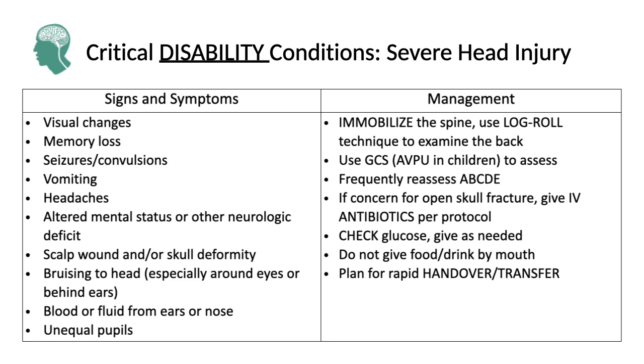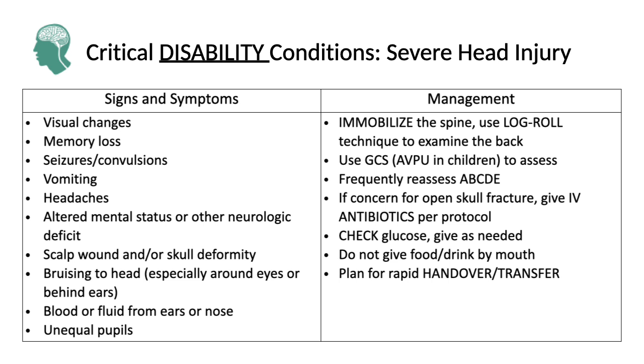Critical disability, severe head injury. Suspect that when there is a change in the visual field, memory loss, presence of seizure and convulsion, severe headache and vomiting, altered mental status, or other neurological deficit, presence of scalp wound or skull deformity, bruising to the head, especially around the eye, bleeding from the ear and nose that can signify a fractured base, blood or fluid from the ear and nose, and unequal pupils.